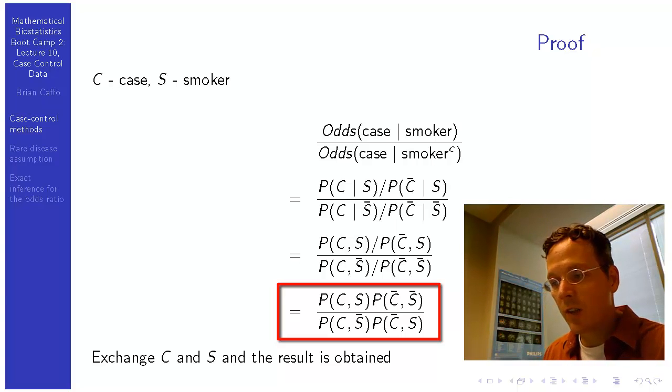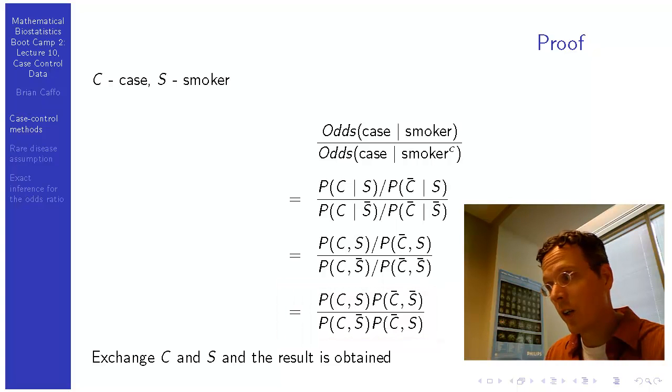Now, I say this actually proves the result, and I think it does, because honestly, you can just see that if you were to exchange the words case and smoker up at the top, nothing changes when we get down to the bottom line here, because the probability of C comma S is the same as the probability of S comma C.